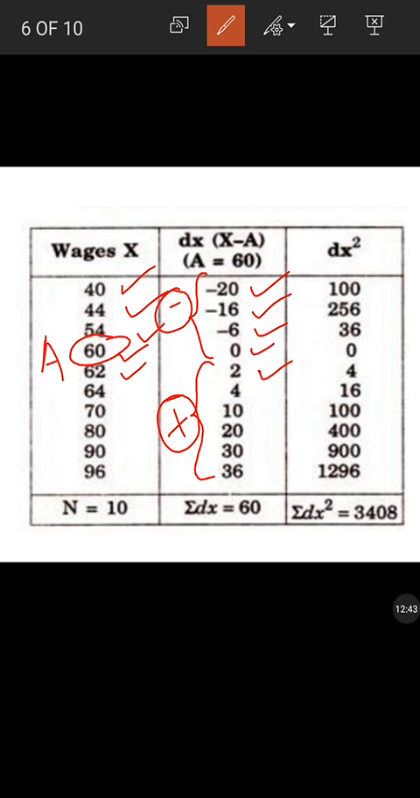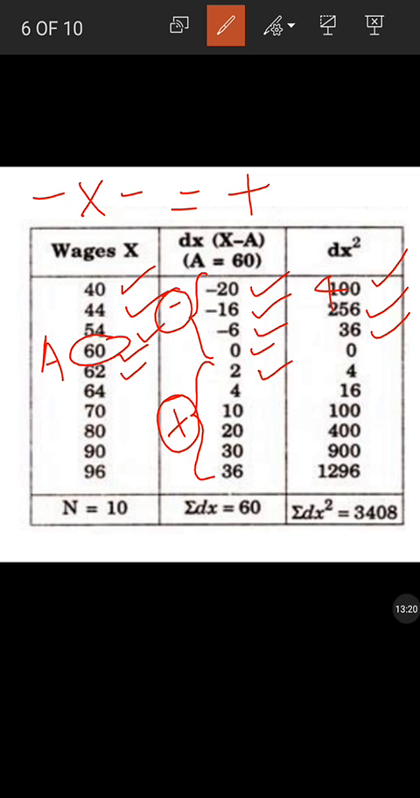So here we are going to calculate dx square. What is dx square? We have to multiply whatever value is given. The first value is 400, since 20 into 20 is 400. The next one is 16 into 16 is 256. Then 6 into 6 is 36. Always remember, under dx square there are no negative values, because minus into minus becomes plus. So all the minus values in dx become positive values in dx square.